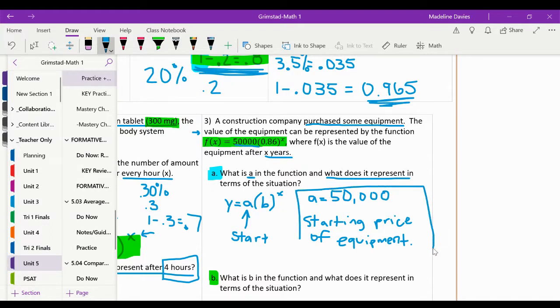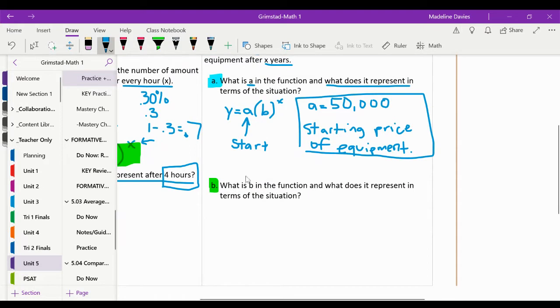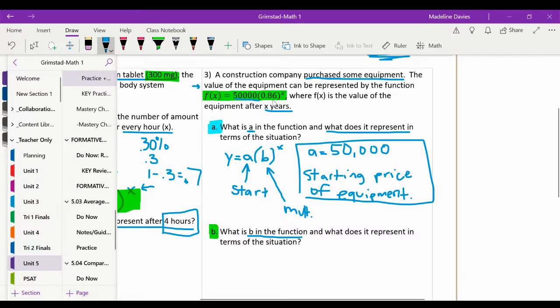Okay, so that's A. I want you now to look at B. What is B in this function? And I'll give you a hint that B is our multiplier, right? But what does that mean? Multiplier. What does that mean? And what does it represent in terms of the situation? You're going to be looking back up here. What does that number mean?